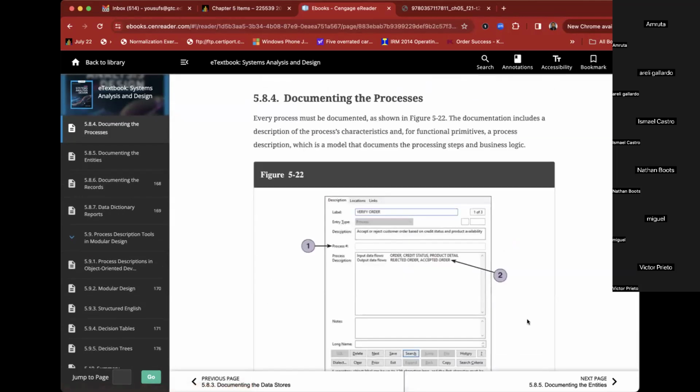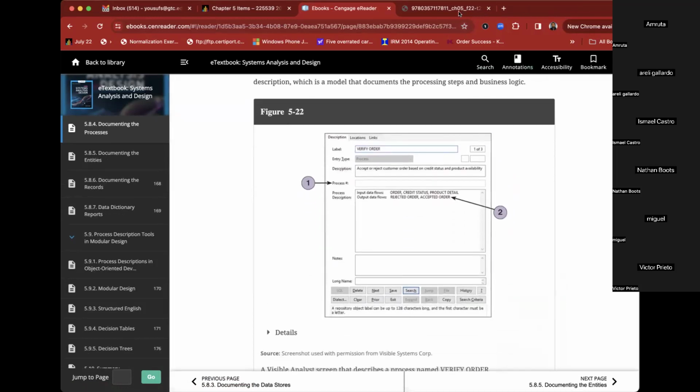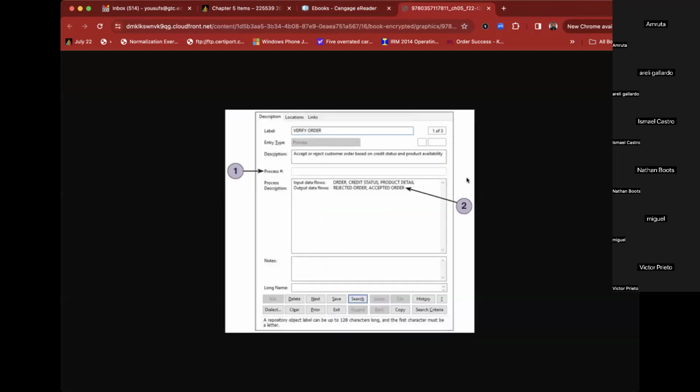Similarly, you've got to document the processes. For example, if you have a process called verify order, somebody has to go there and say, okay, it needs to have a description. It needs to have what inputs are coming in, and what outputs are going out. Just a list of them. No need to worry about their data types or their field lengths, nothing. It just lists how many inputs come in and how many outputs go out.